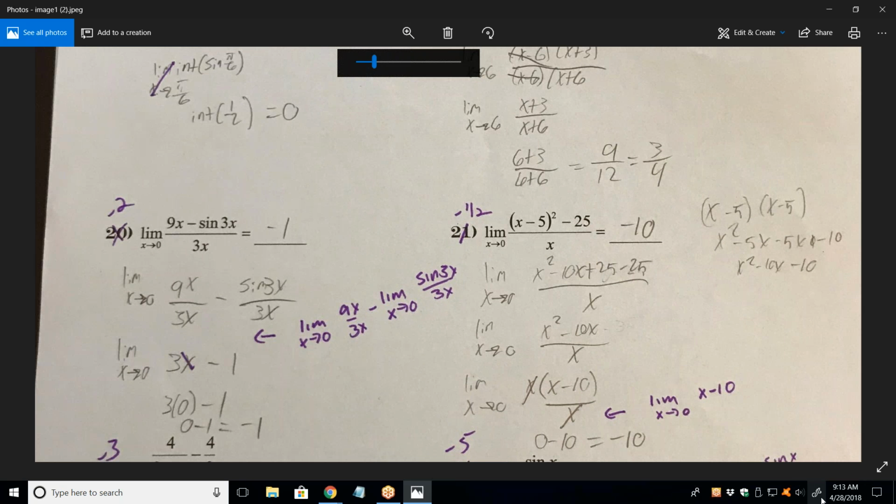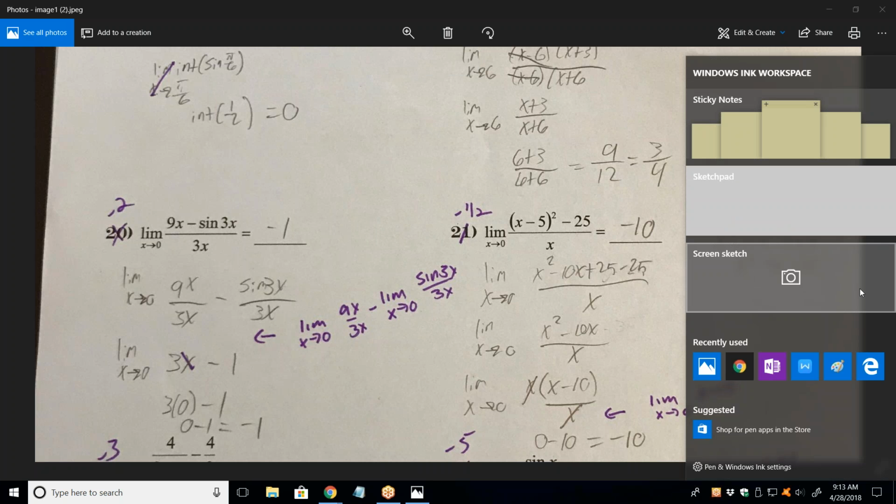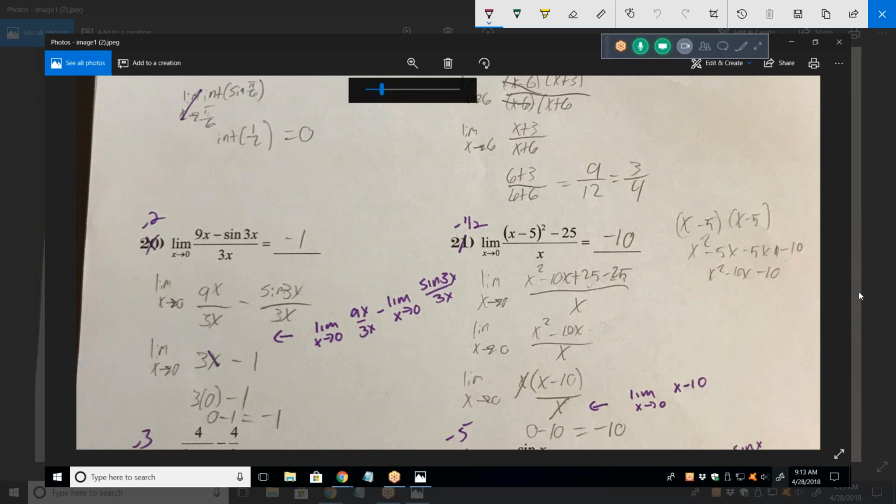All right. Notice on 20, it's a very similar thing. We have to split it up into two fractions, only these are going to be, what two fractions does this split up into? It splits up into that one and this one. Now, the sine of 3x over 3x, that's the same exact problem as the sine of x over x. It's still got to go to 1.